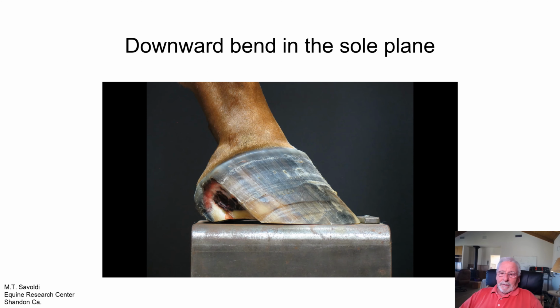So this is a downward bend. Here we see a downward bend in the sole. This foot was trimmed to the sole plane. It just follows the white line, so it trims out like this. Now, it's a downward bend in the sole plane.